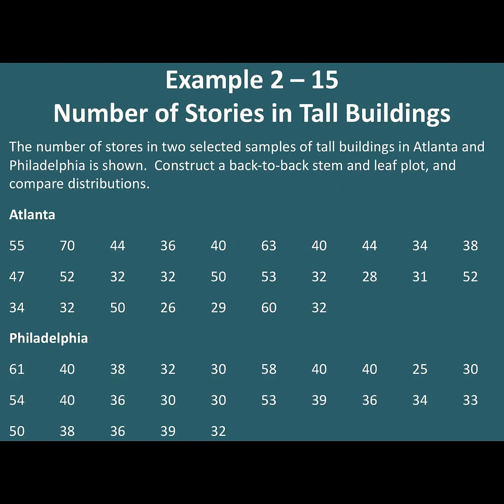Looking at an example, we have two different cities, Atlanta and Philadelphia, and we're looking at the number of stories in two selected samples of tall buildings in Atlanta and Philadelphia below. We'll construct a back-to-back stem and leaf plot, and we'll compare distributions. Now, once again, our goal will be to arrange each of these data values, respectively Atlanta and Philadelphia separately, in order from least to greatest.